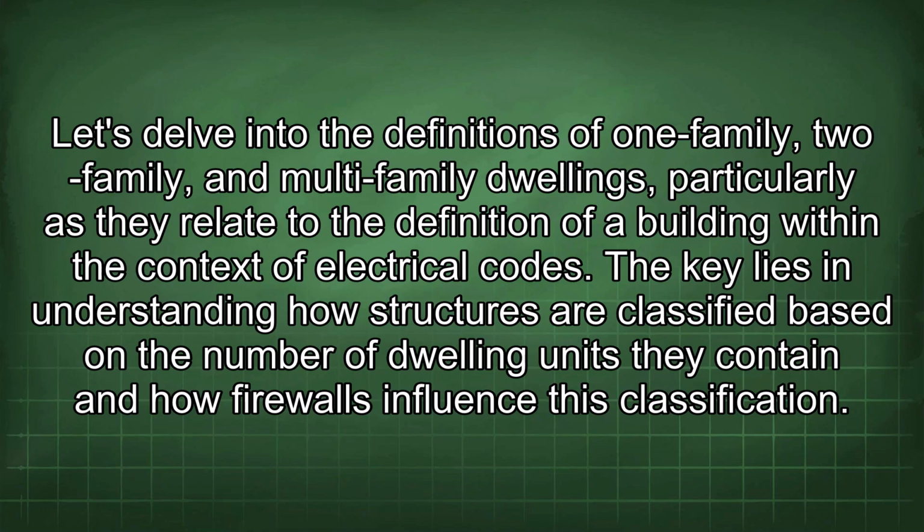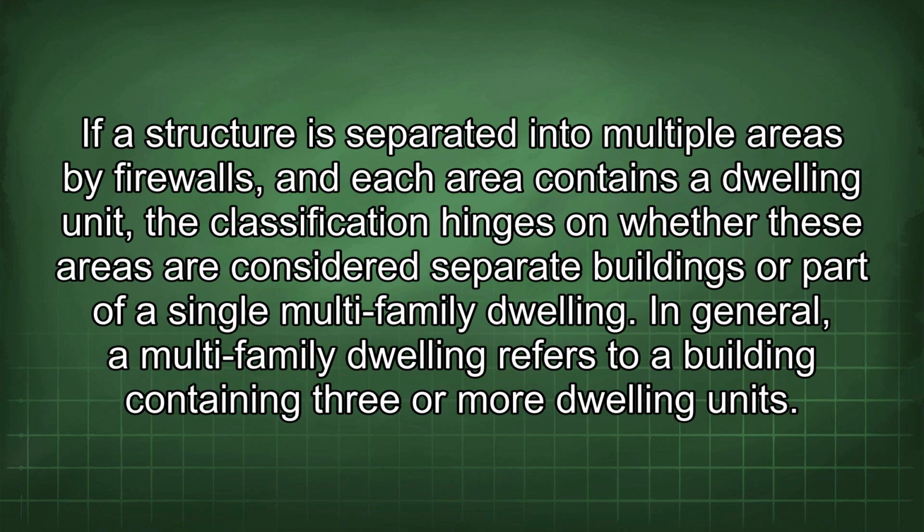Let's delve into the definitions of one-family, two-family, and multi-family dwellings, particularly as they relate to the definition of a building within the context of electrical codes. The key lies in understanding how structures are classified based on the number of dwelling units they contain and how firewalls influence this classification. If a structure is separated into multiple areas by firewalls, and each area contains a dwelling unit, the classification hinges on whether these areas are considered separate buildings or part of a single multi-family dwelling.